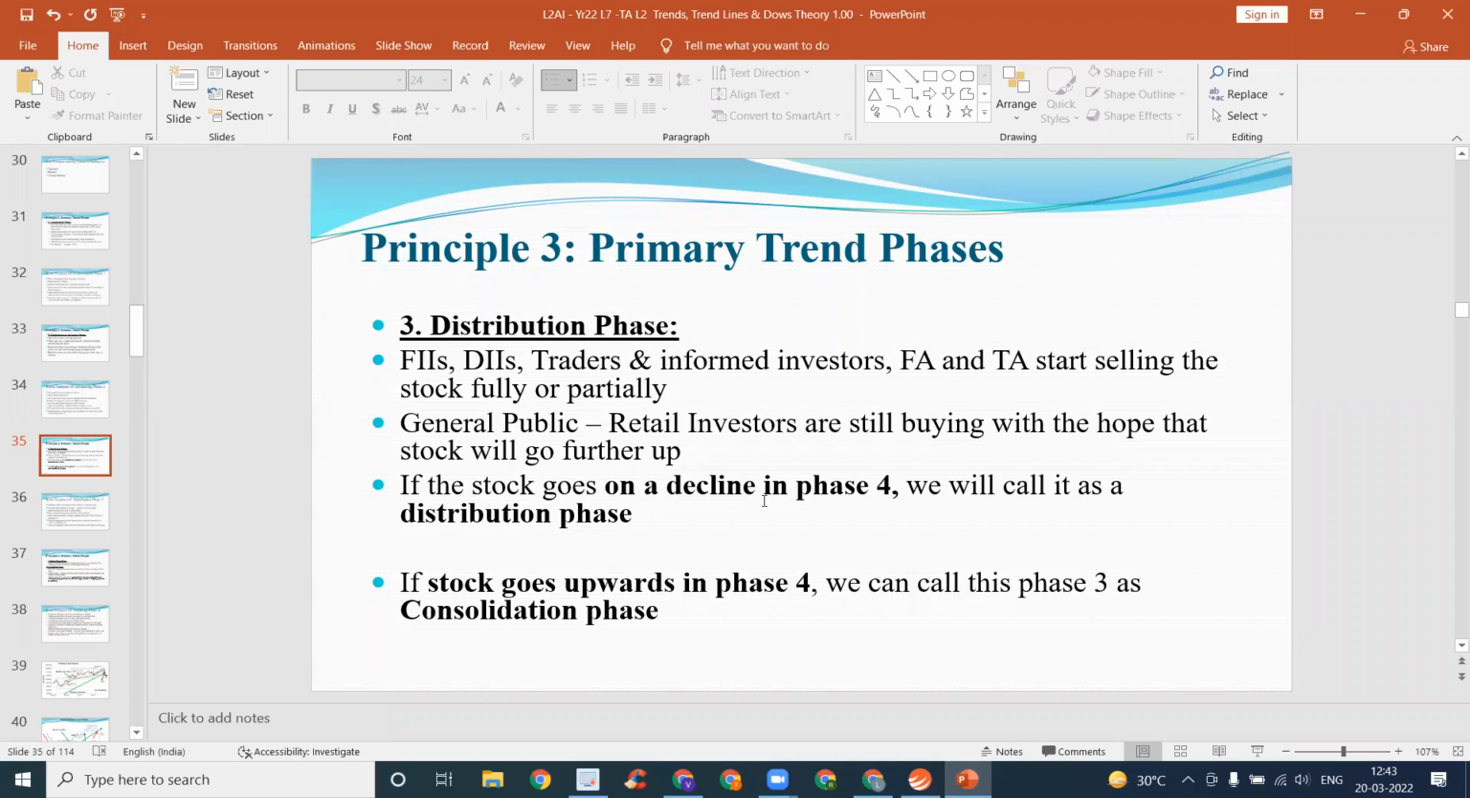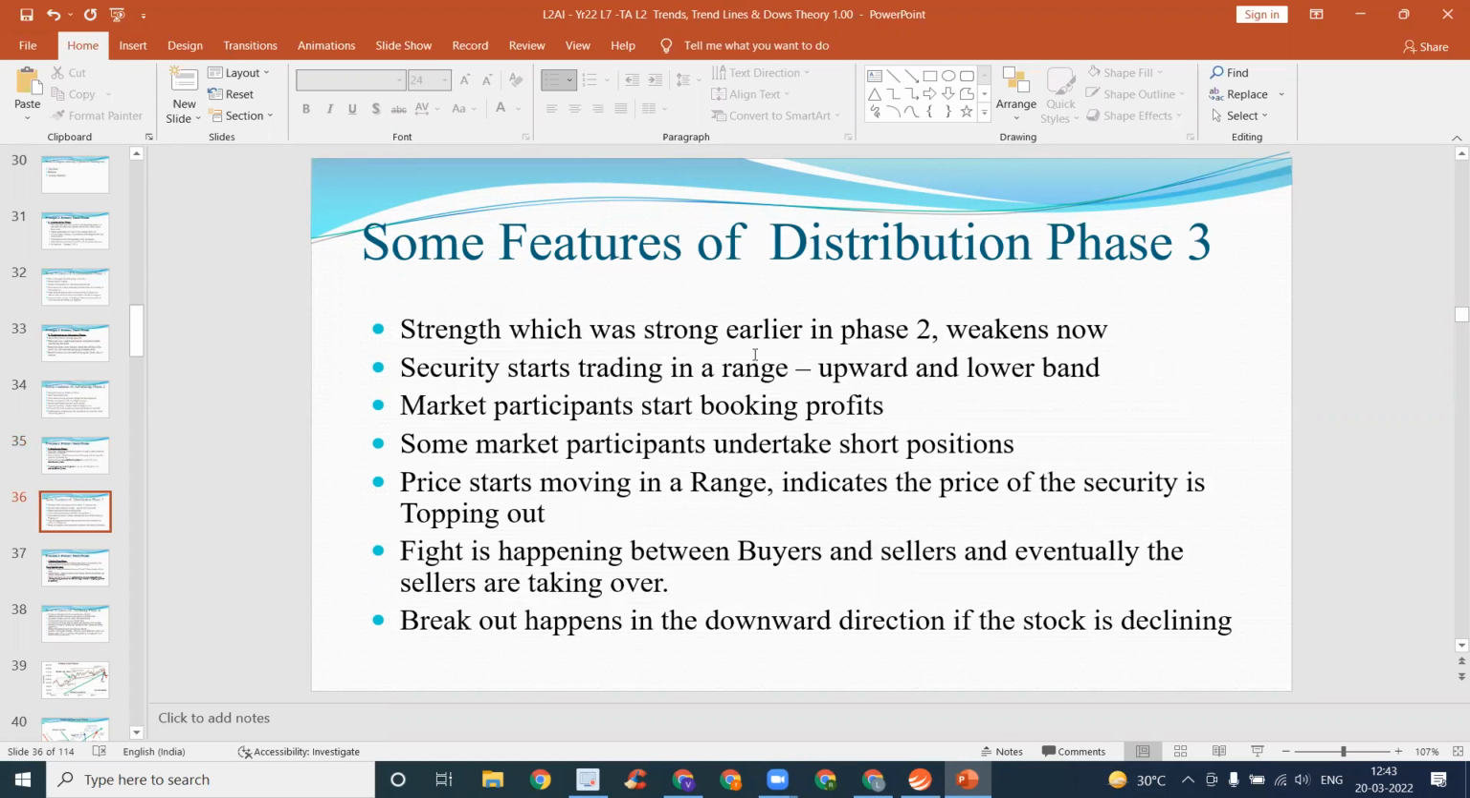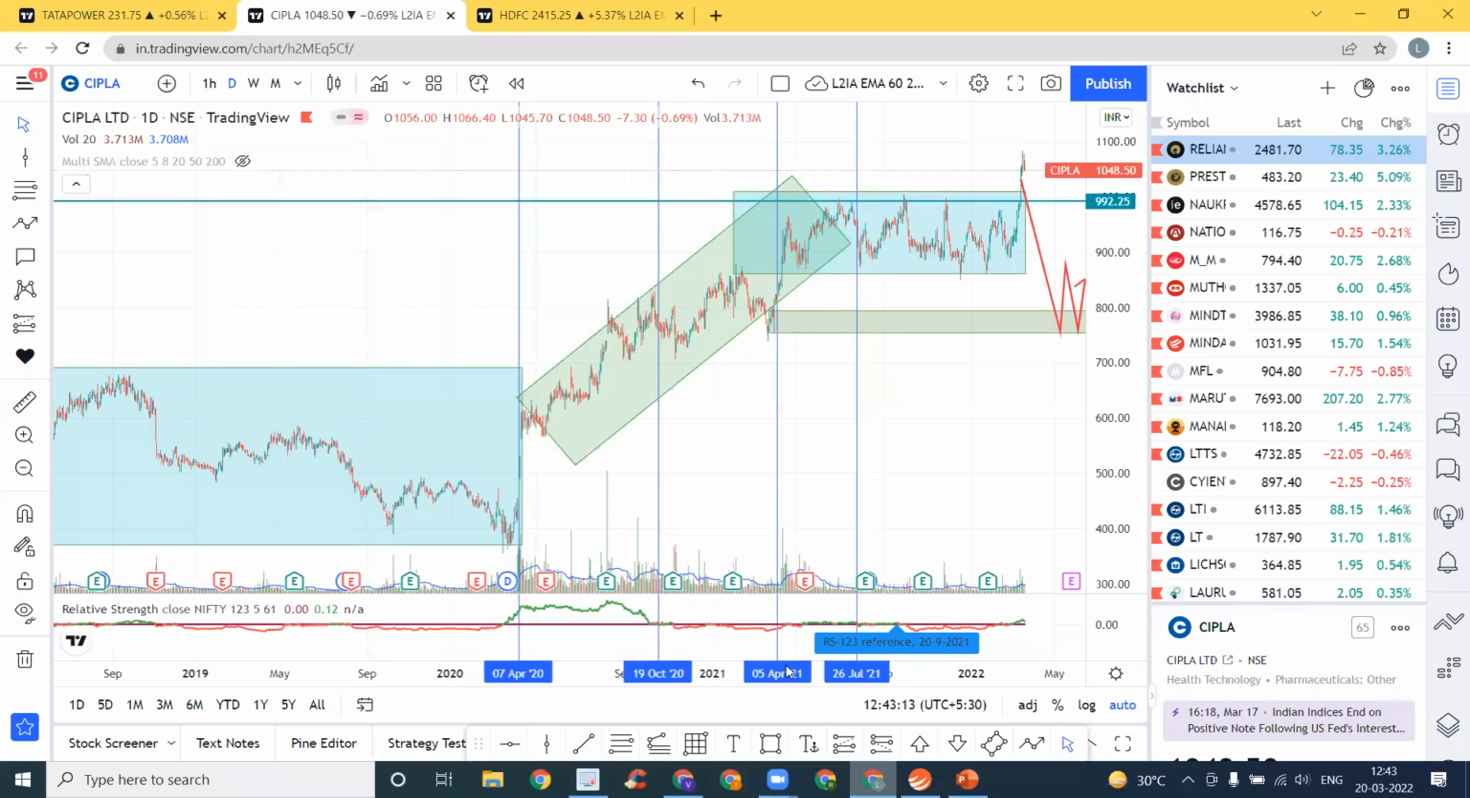Two possibilities are there after the distribution phase. The stock goes down or the stock goes into slight consolidation. So in the distribution phase, earlier in the second phase it was advancing and strong, in the distribution phase it becomes weak. The stock moves in an upper and lower range. Price of the security is now increasing at the upper range and decreasing at the lower range. So it gets stuck here at the top of the range and here at the lower range.